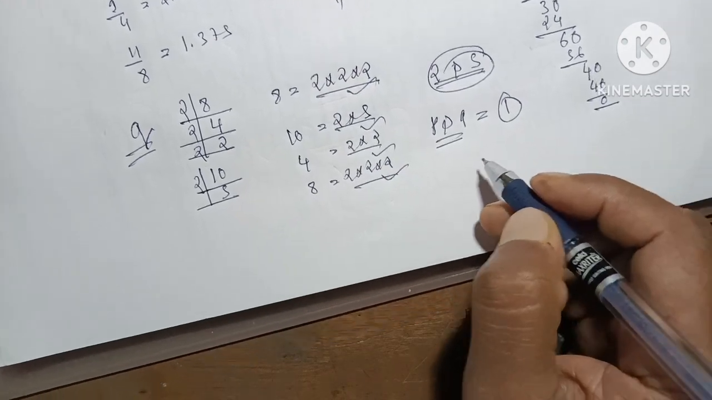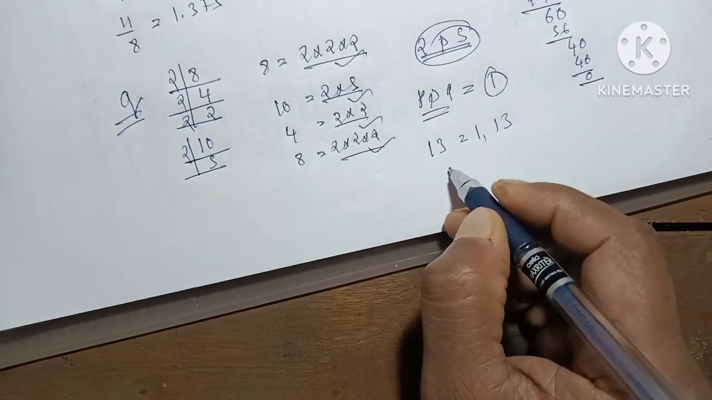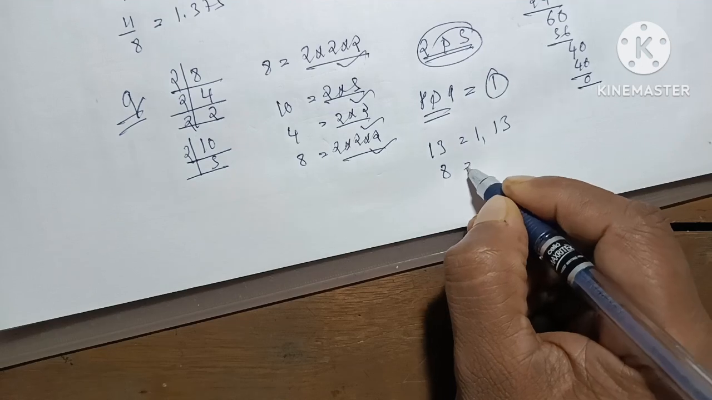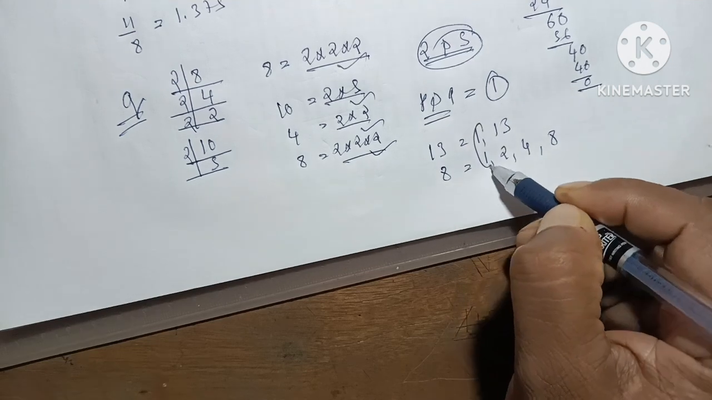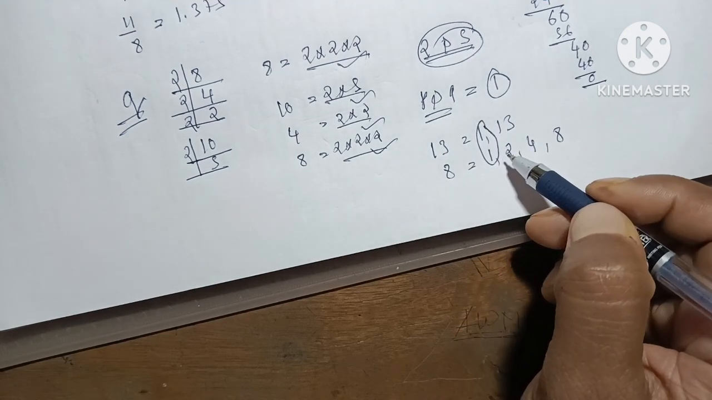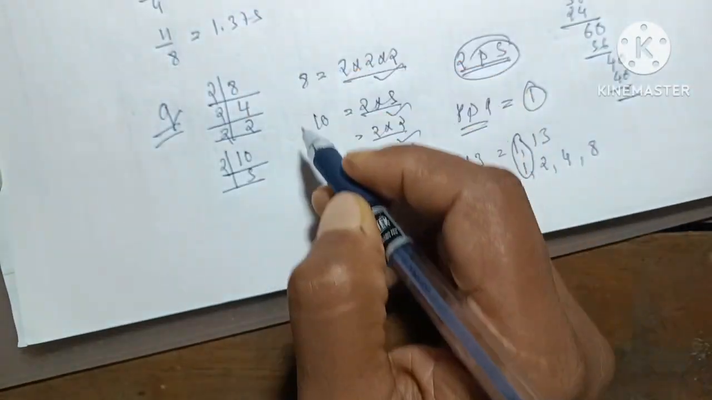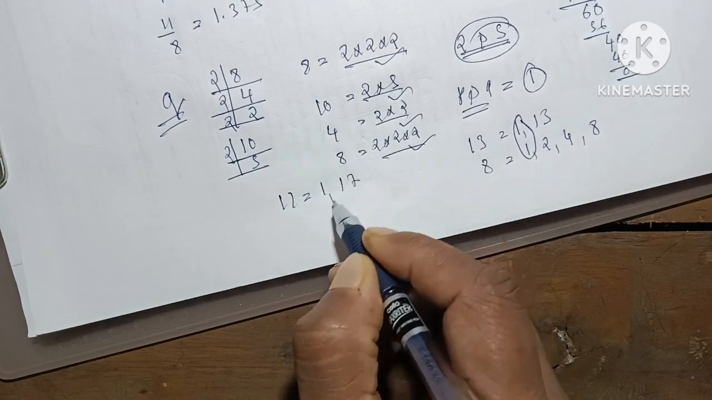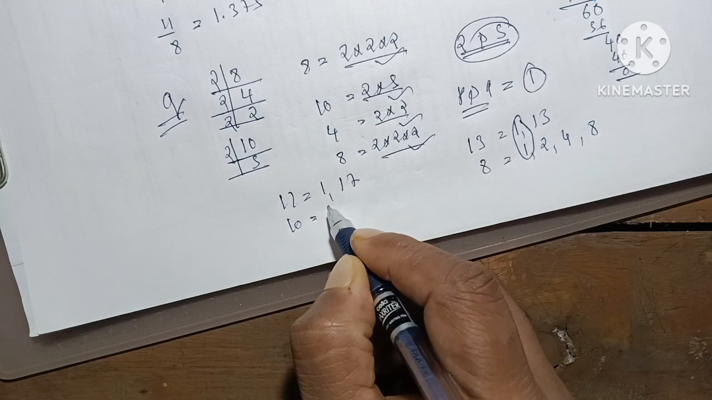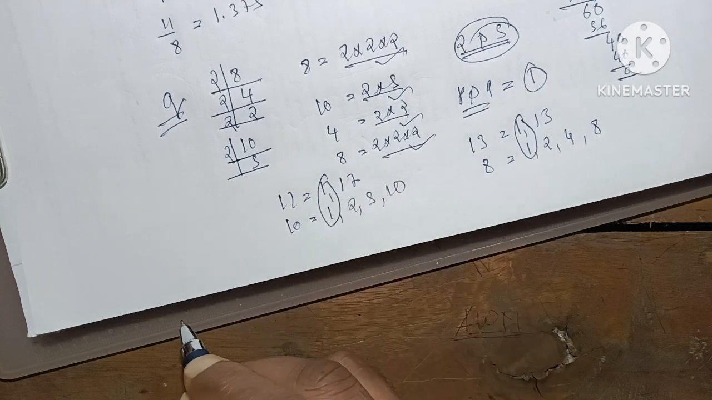Let's see how it is a common factor of 1. You see, the factors of 13 are 1 and 13 only. Then 8 has factors 1, 2, 4, and the number itself, 8. Their common factor is only 1. Similarly, this number also, in the same way: the factors of 17 are 1 and 17, and the factors of 10 are 1, 2, 5 and 10. Their common factor is only 1.